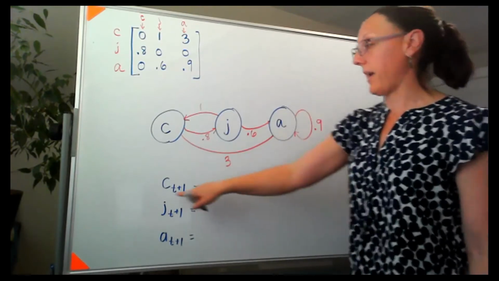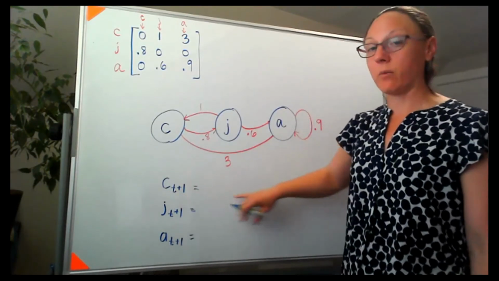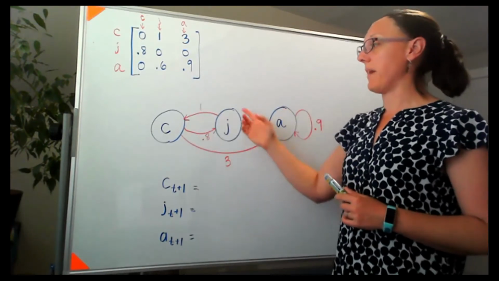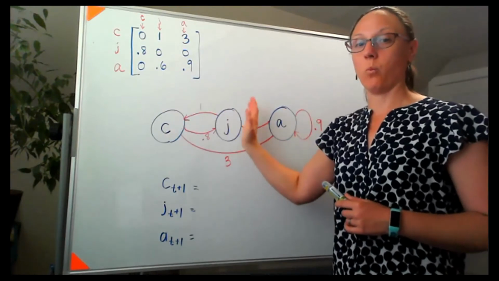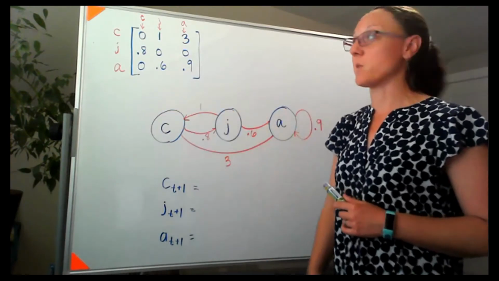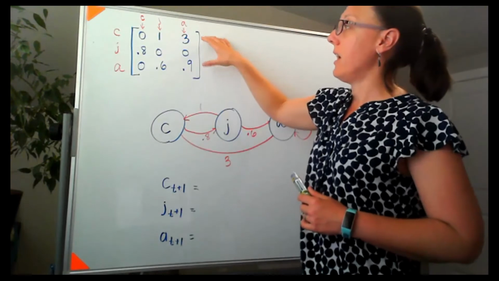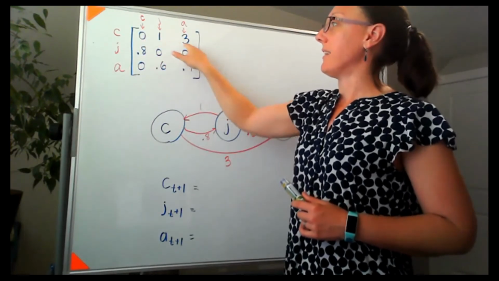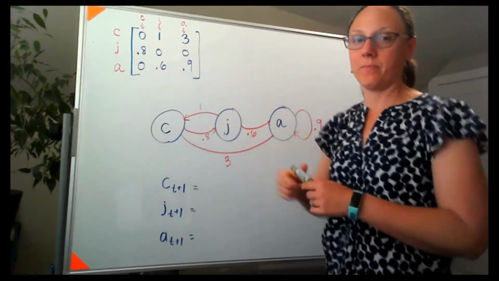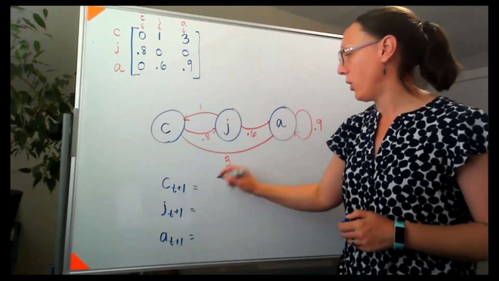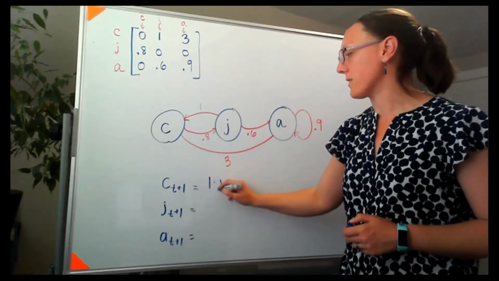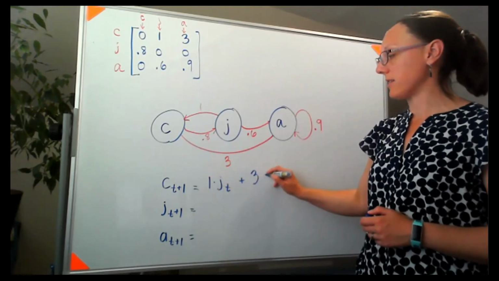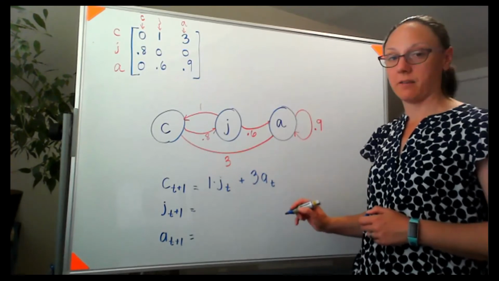So my cubs, and again, when I write my difference equation, I'm only looking at, from the diagram, the arrows that are coming in, just looking at what is coming into my cubs. Or if I think about it this way, I really only care about those columns that don't have zeros. So I'm going to have 1 times my juveniles at time t plus 3 times my adults at time t.